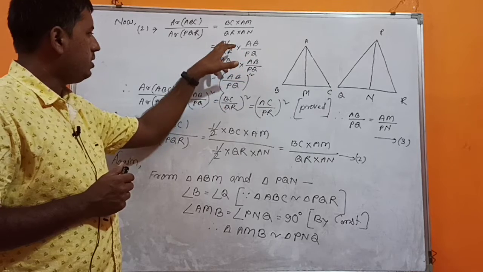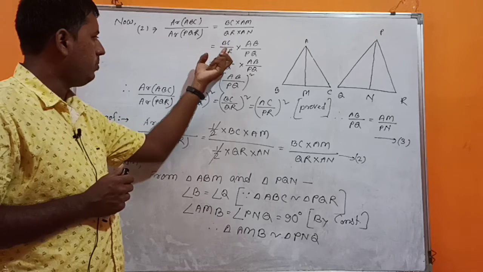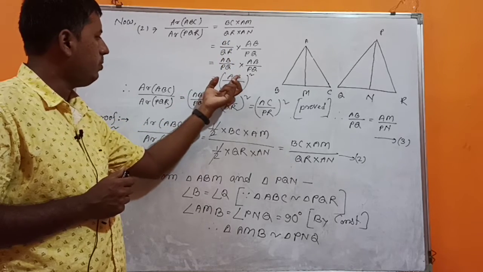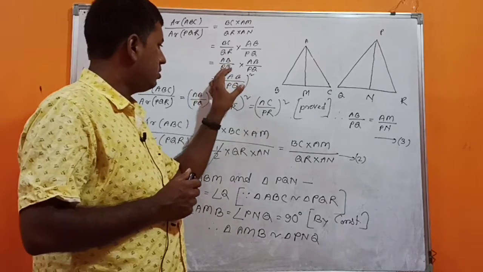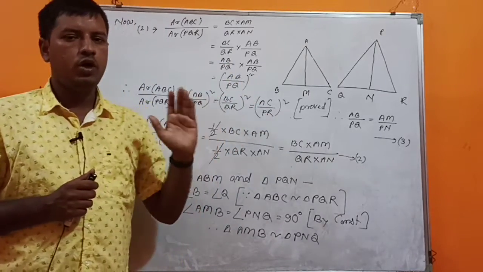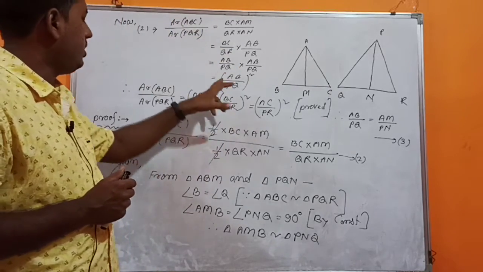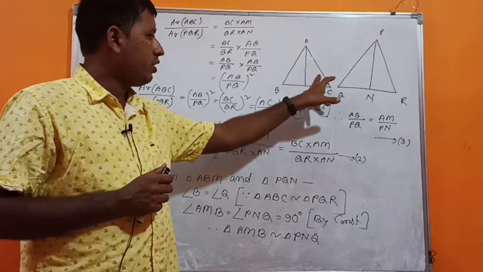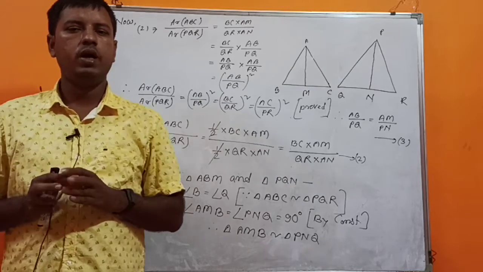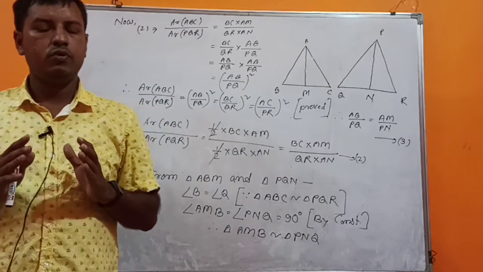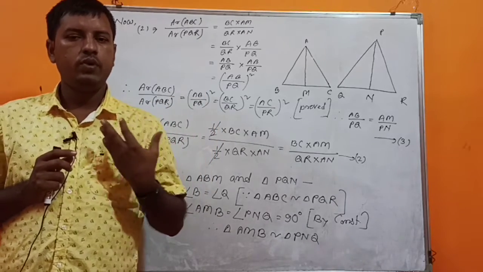Okay, since BC by QR and AB by PQ are equal, I have written in place of BC by QR as AB by PQ, so it will be AB by PQ whole square. The square of one corresponding ratio is the ratio of the areas of two similar triangles, it means all the squares of the corresponding sides of the two similar triangles are equal, from equation number 1.